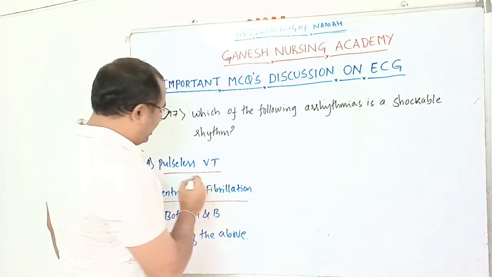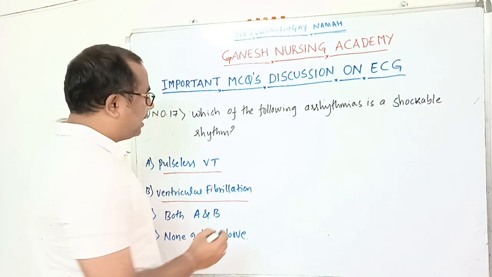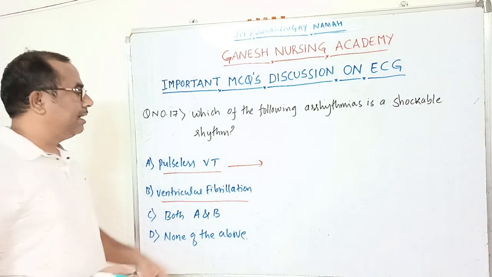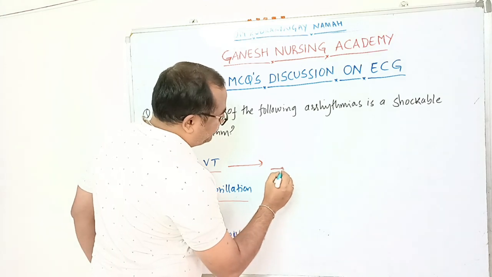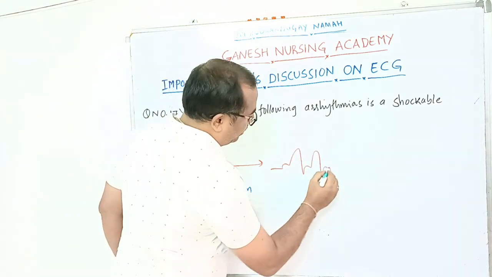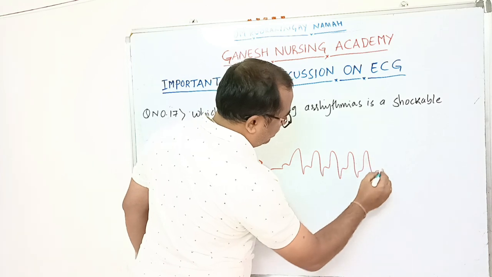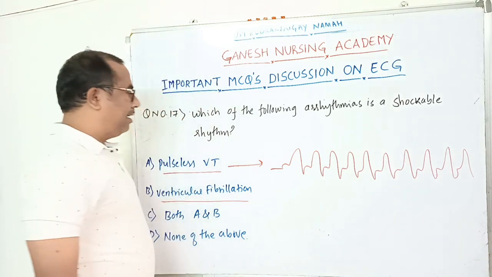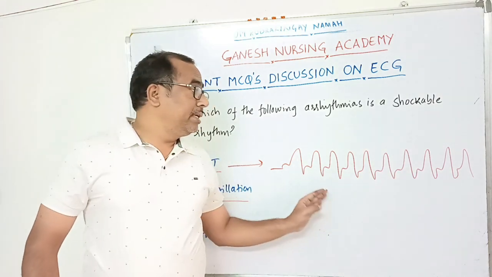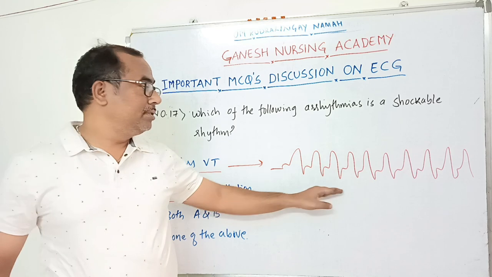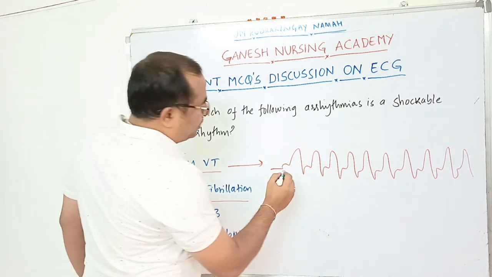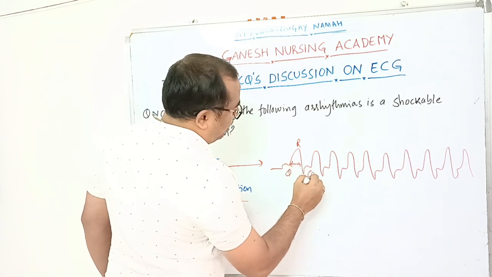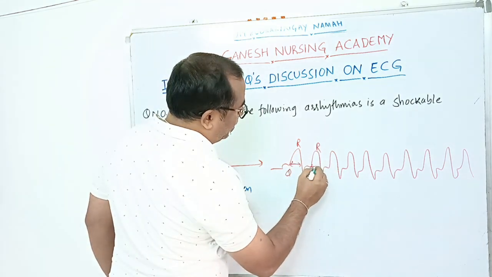So what is the pattern of ECG in pulseless ventricular tachycardia? First I will show the pattern of ECG in pulseless ventricular tachycardia. So this is a pattern of ECG you can see on the monitor or on taking ECG. If you find this pattern, this is a QRS complex, a wide QRS complex.